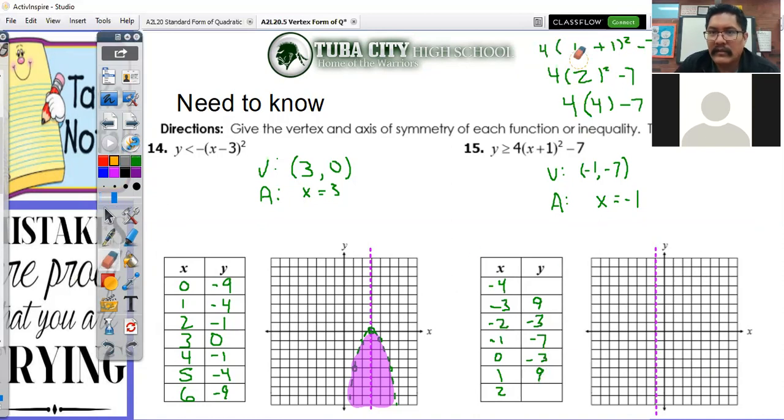And next one here, and you can do the other side just to double check it, which again, I hope you will do that. 2 plus 1 is 3, and 3 squared is 9. So 4 times 9 is 36. 36 minus 7 is 29, so we get 29.